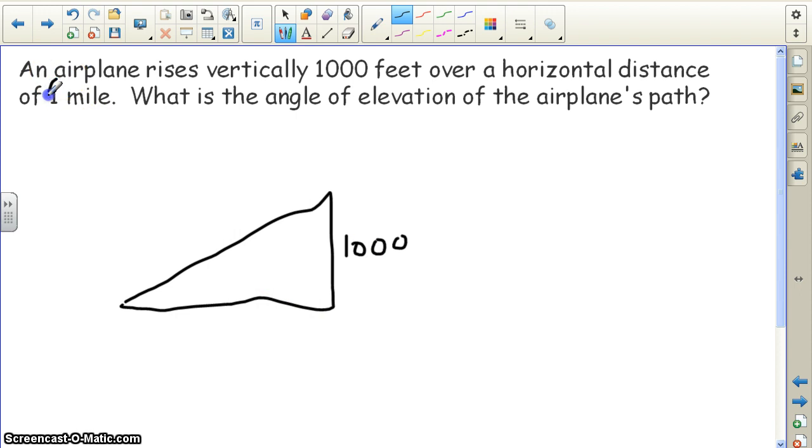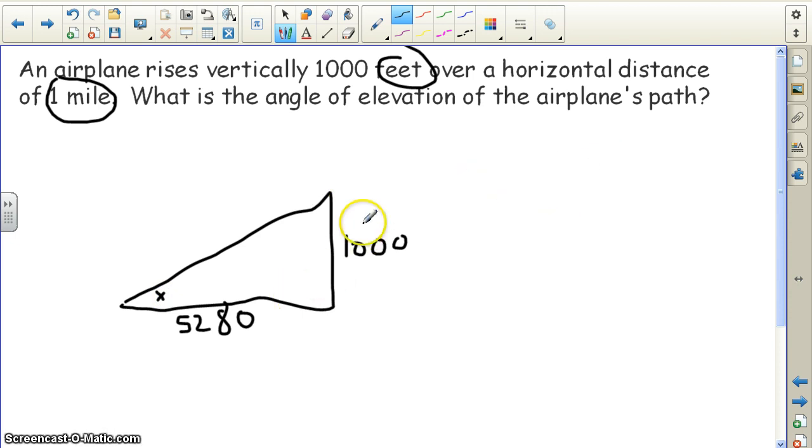Now be very careful on problems like this. It says it's a mile. Our other value is in feet, so it can't be a mile. We need to use feet, which is 5,280 feet. Now we can set up our problem. And again, it wants our angle of elevation, so it's going to be this angle here. So it's going to be very similar to the first problem.